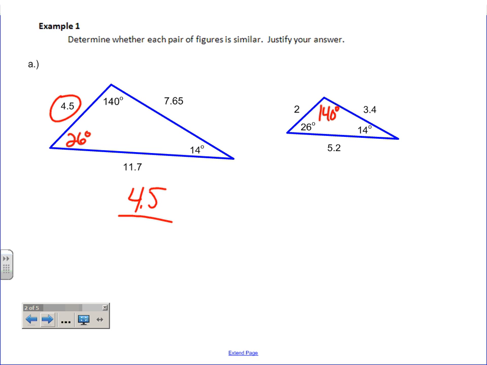That's where the ratio comes in. And which number am I probably going to compare it to in the other triangle? Well, whichever one corresponds to that. And which number over there corresponds? Yeah, the 2. Very good.